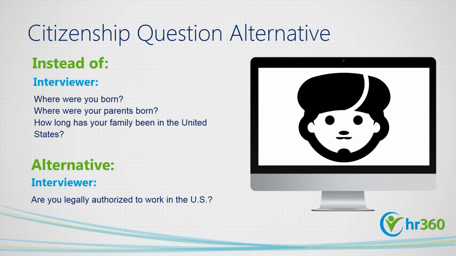Citizenship question alternatives. Questions that you don't want to ask: where were you born? Where were your parents born? How long has your family been in the United States? What you really want to do is ask a very simple question: are you legally authorized to work in the United States? It's compliant to do it that way. Don't ask the first bunch of questions. Again, you're now stepping into areas that could potentially be construed in some fashion as discriminatory. So you want to ask something, but you want to ask it the right way.